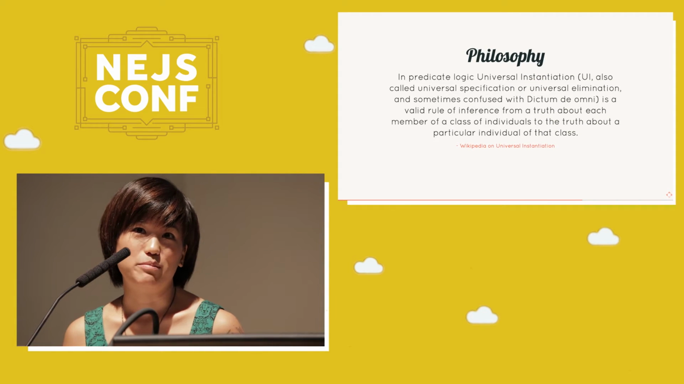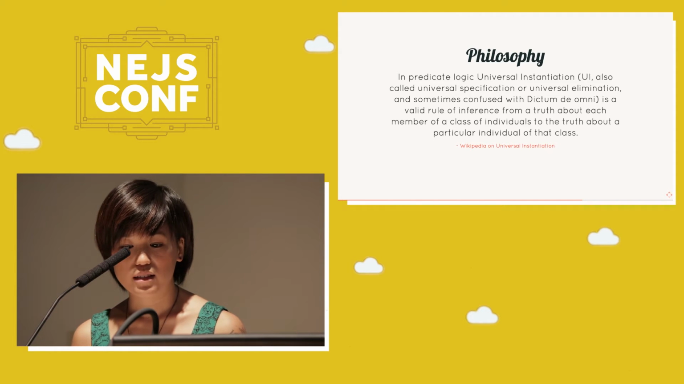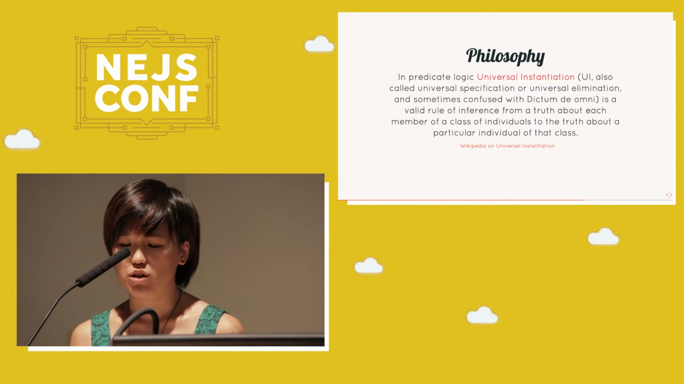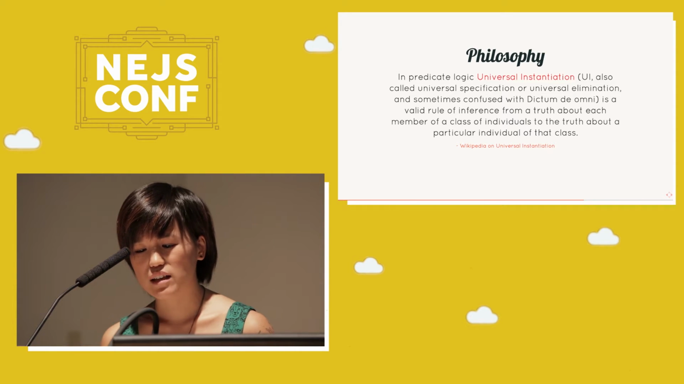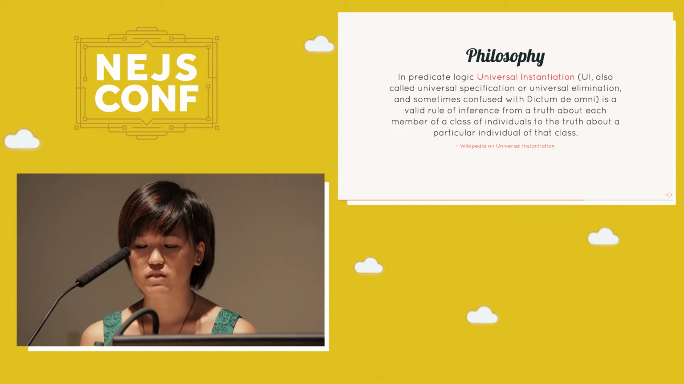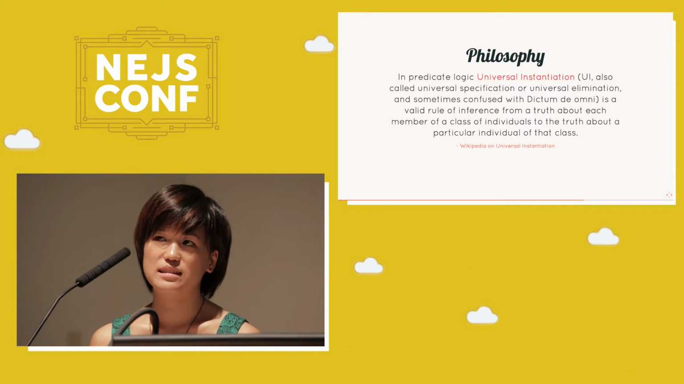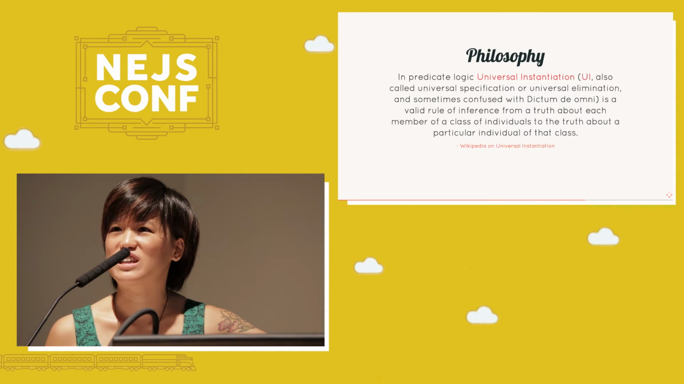So when I kept looking up instantiation, I actually came across philosophy. And in philosophy, in predicate logic, universal instantiation, also known as UI, also called universal specification or universal elimination, and sometimes confused with dictum de omni, is a valid rule of inference from a truth about each member of a class of individuals to the truth about a particular individual of that class. And I was like, oh, that makes sense. I know that word, UI, that's like user interface, right?